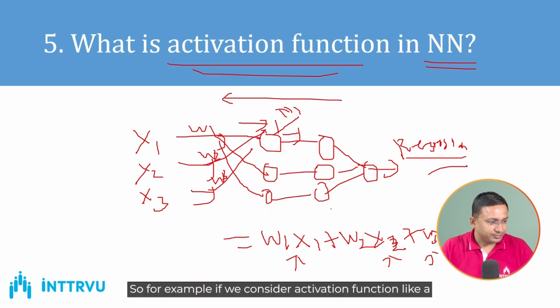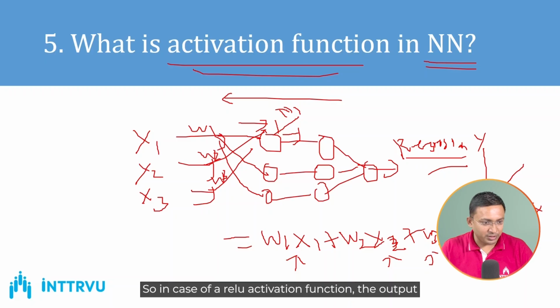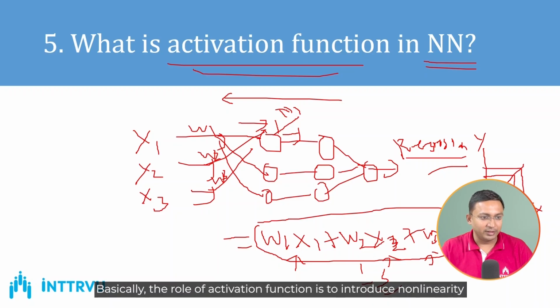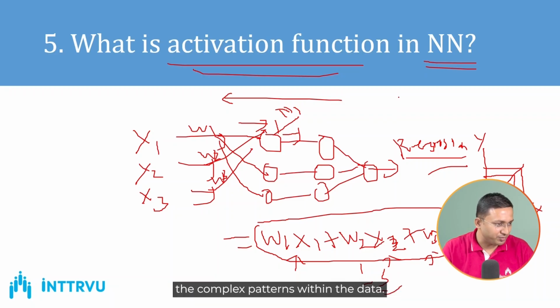For example, if we consider an activation function like ReLU, this is how it would look. This is X and this is the output of the function. In case of the ReLU activation function, the output is the maximum of 0 and the input that it gets. So let's say after doing this calculation, the value that we get is -5. Then the output of the ReLU activation function would be equal to 0, because for any negative value, its output is 0. And for any positive value, its output is equal to the input. So the role of the activation function is to introduce non-linearity within the neural network model, which helps it in learning the complex patterns within the data.